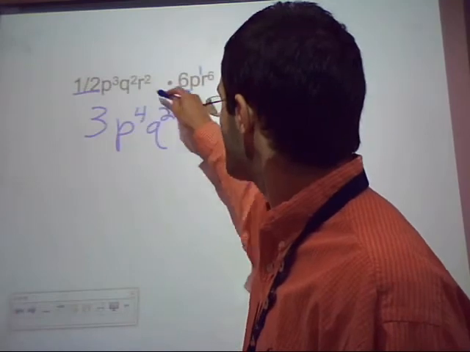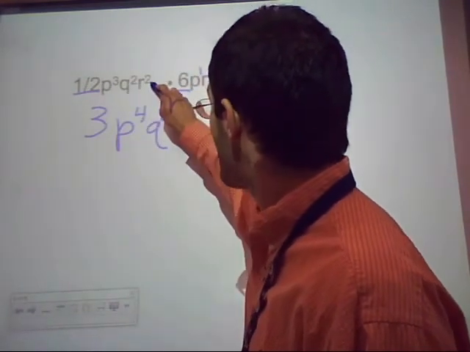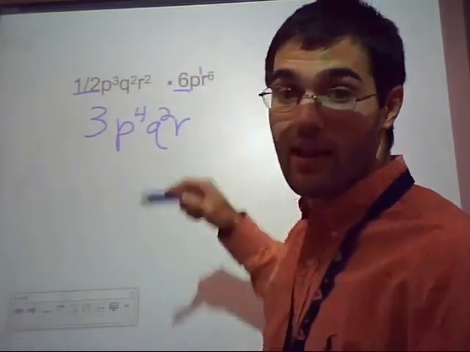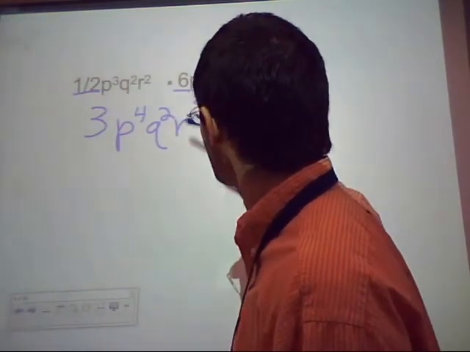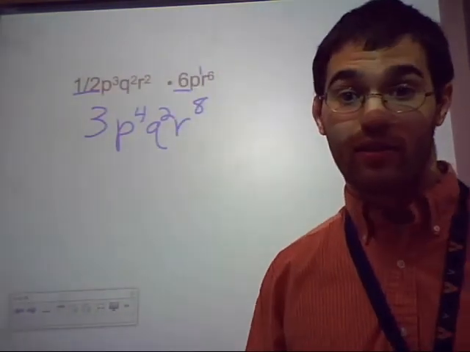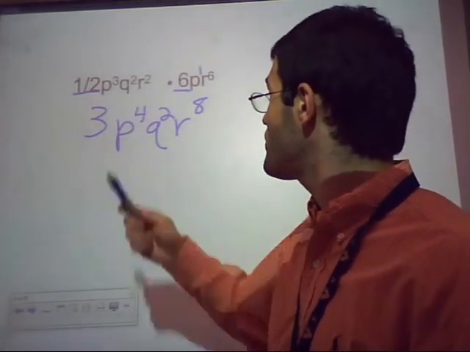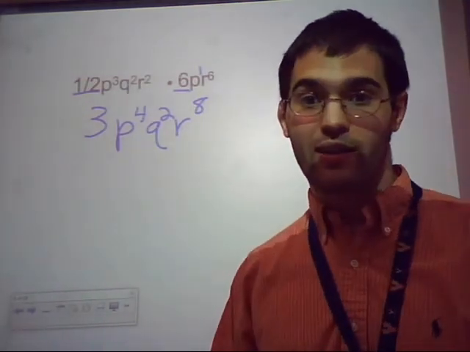And then finally our last base is an r. So we have 2 here and 6 here. We add the exponents because we're multiplying. 2 plus 6 equals 8. So your final simplified answer is 3p to the 4th, q to the 2nd, r to the 8th.